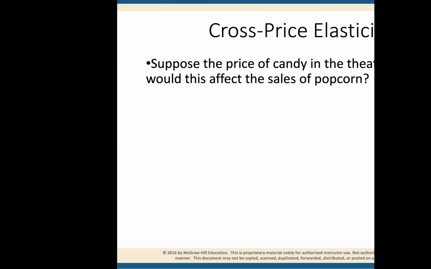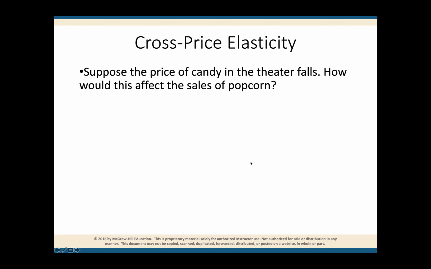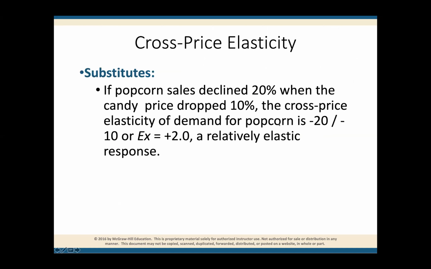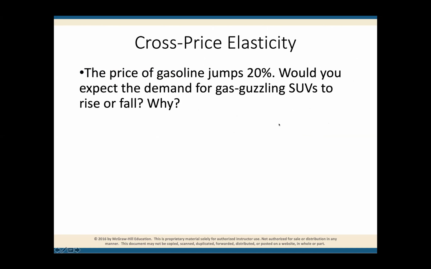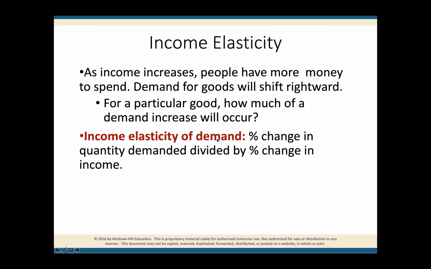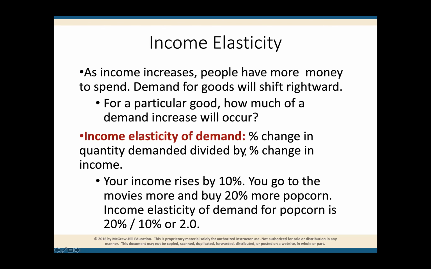Okay, so let me see if we are missing something else. Cross-price elasticity is how the demand for one product is affected by the change in the price of another product. And then we also have income elasticity, which is how income increases affect the demand for certain products. The income elasticity of demand is equal to the change in the quantity demanded divided by the change in income, which we already did.